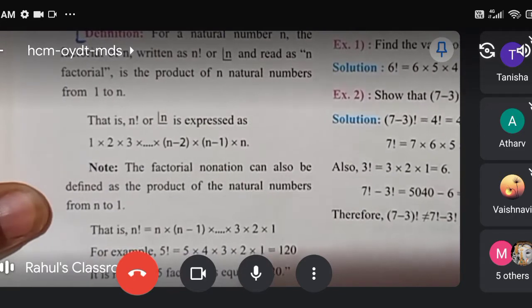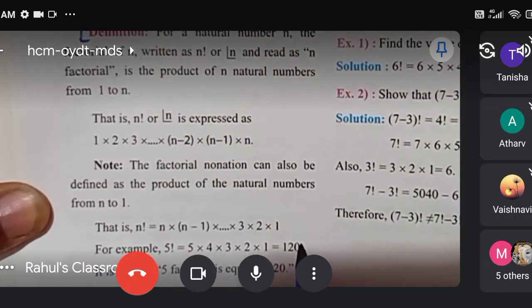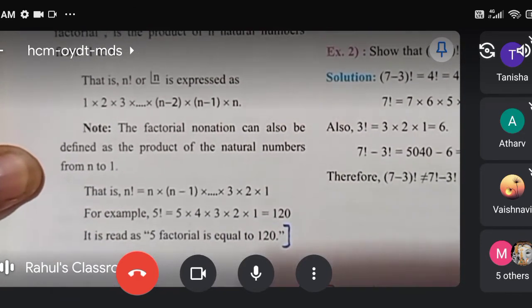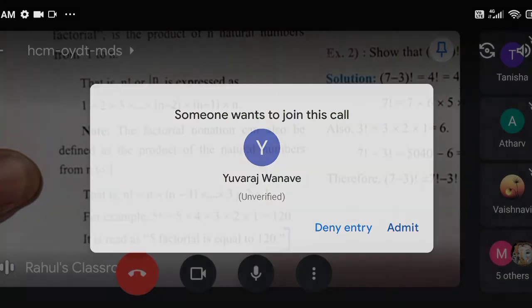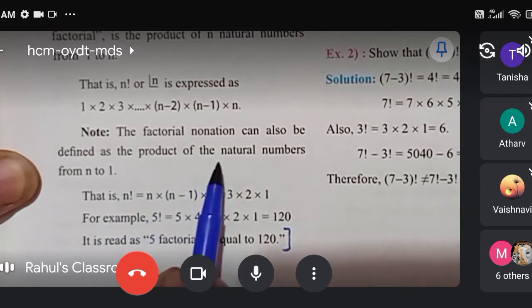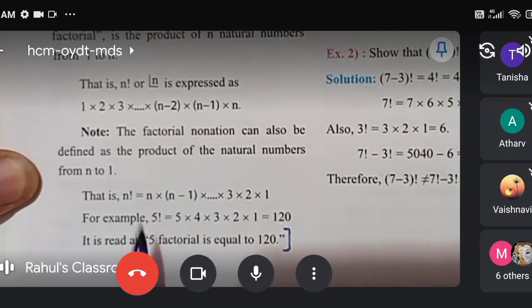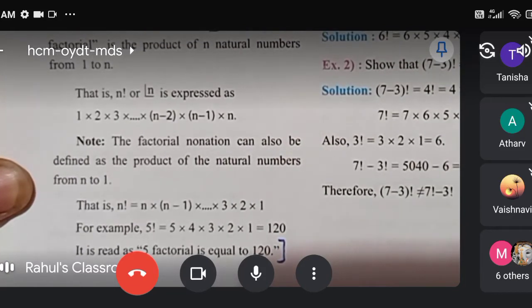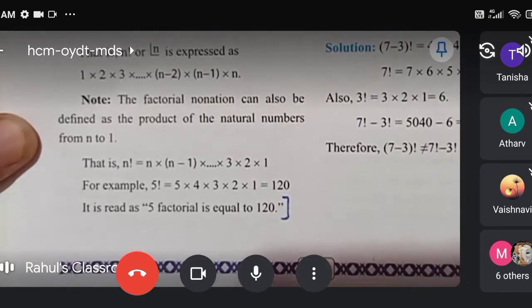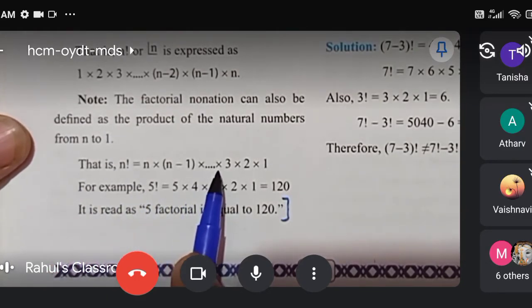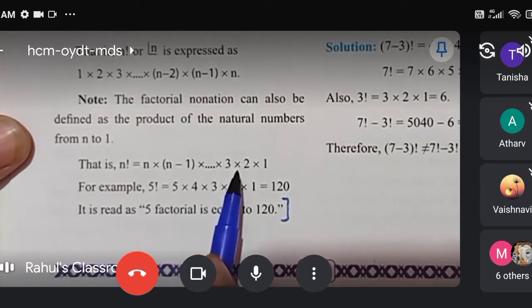Also it is expressed in reverse order. रिव्हर्स ऑर्डर सुद्धा त्याला एक्सप्रेस करता येते. म्हणजे कशा प्रकारे the factorial notation can also be defined as the product of the natural numbers from n to 1, descending order मध्ये. Either you write ascending order 1 to n or descending order n to 1. Like this: n factorial is equal to n into n minus 1 into dot dot dot, last numbers 3 into 2 into 1.